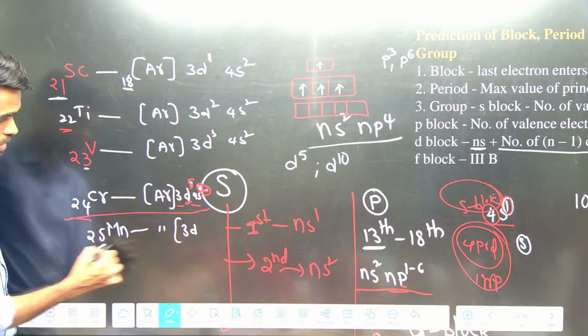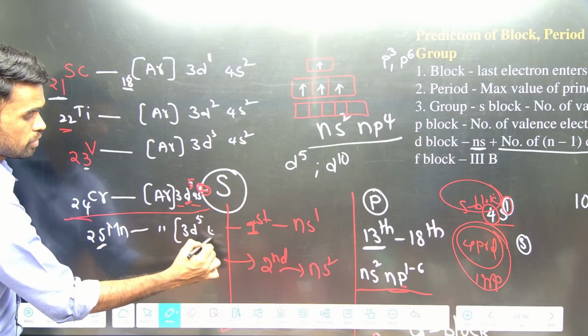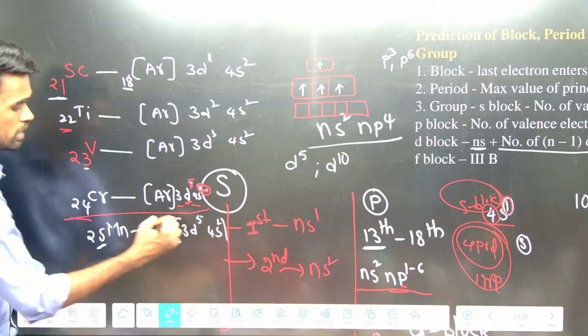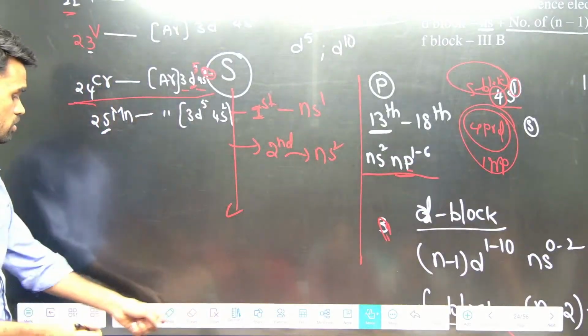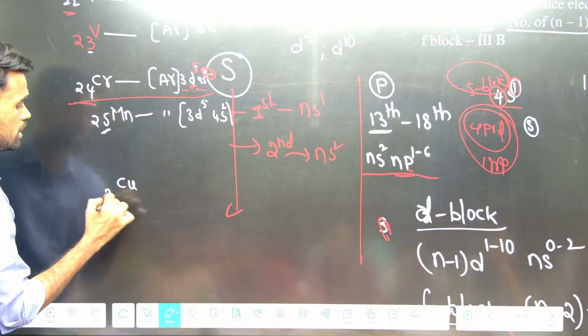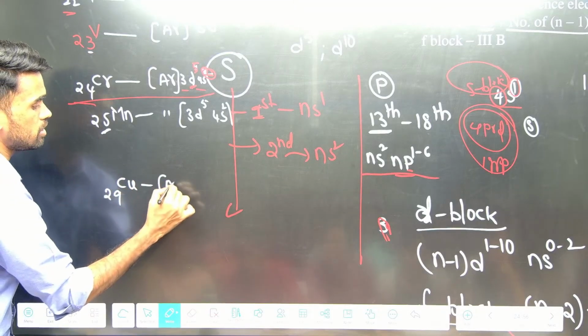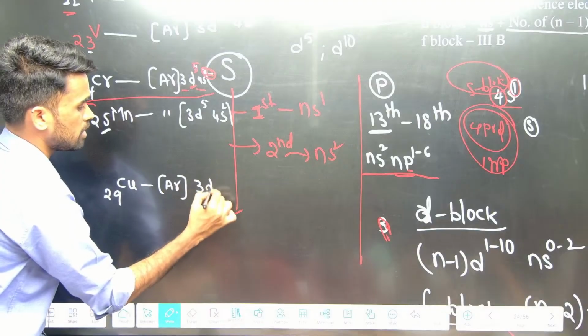What is this number? 5. So 3d5, 4s2. Like that you keep on writing up to copper. Copper means what is that atomic number? Copper is 29. So here after argon you will be having 3d, 4s.